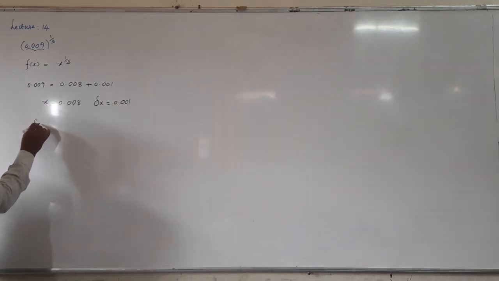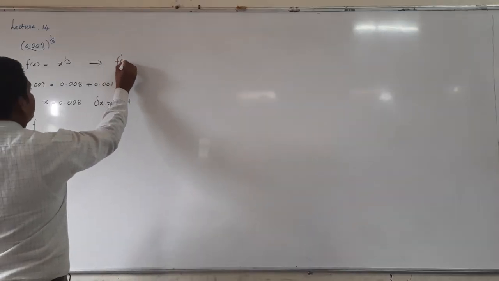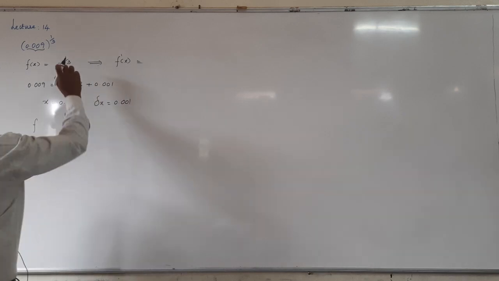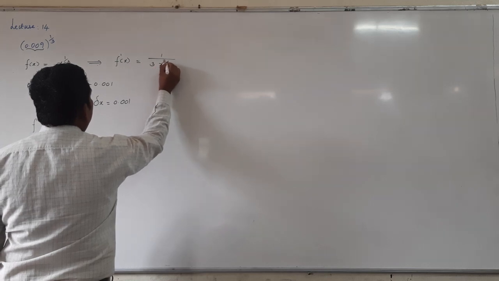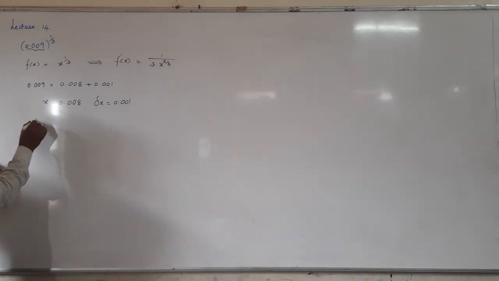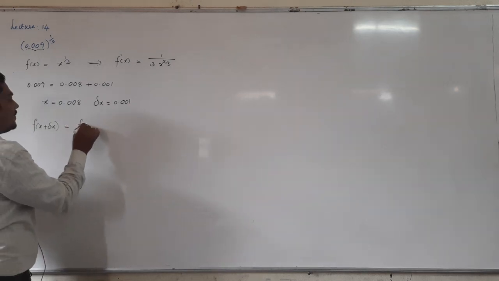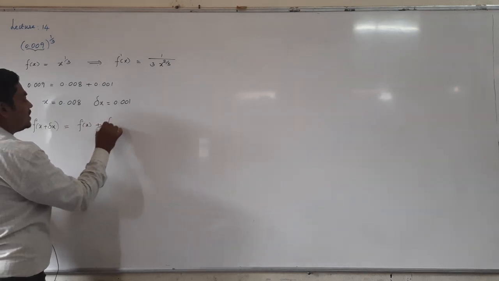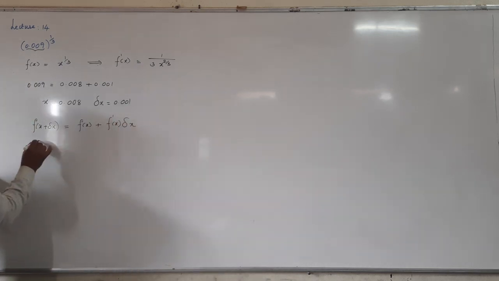Now, what is its derivative? Using the x raised to n formula, f dash x equal to 1 divided by 3 into x power 2 divided by 3. This is our derivative. Then the approximate value of f of x plus delta x is equal to f of x plus f dash x into delta x. Now replace all the values.